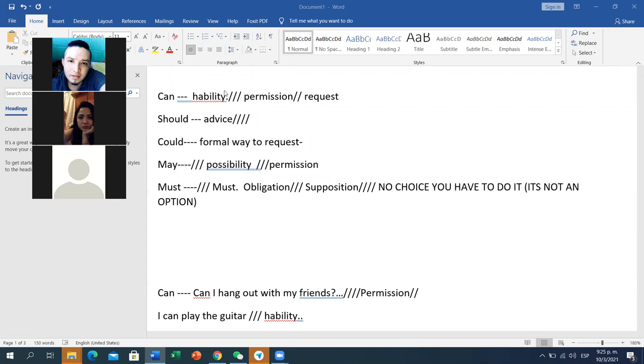Remember that can is for an ability, permission, or request. Now, most of this, it will be could for a formal request. Could you please repeat the question? Pueden ser ambos. Can you repeat the question, teacher? Or could you please repeat the question? Yes, it's okay, pero estamos bien aquí, no se preocupen. Estamos bien, cualquiera de los dos. Excellent, very good. Joel Carrillo, please, go ahead.